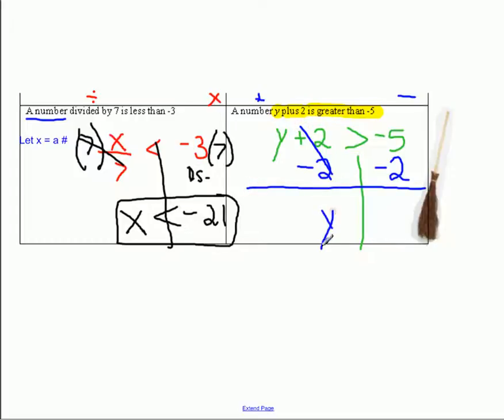Cross it out. I'll write my rule here. What rule is this? Always be careful. Focus on your rule first. It's going to end up being a what? A negative or a positive number? It's going to end up being a negative number because it's same signs. So I will still have a negative number. 5 plus 2 makes 7. So my answer is y is greater than -7.